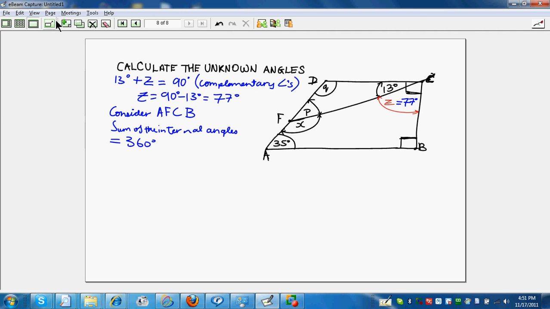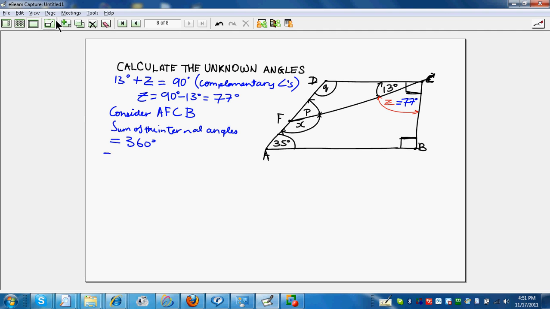Remember, we just worked that out? 2n minus 4 times 90 degrees. We did two examples. We did it for a triangle, it worked out to 180. And then we did it for any quadrilateral, and we worked out that it will be 360. So we know up front that the sum of the internal angles of any quadrilateral, for example, AFCB, would be 360 degrees.